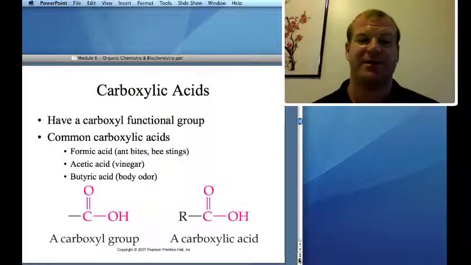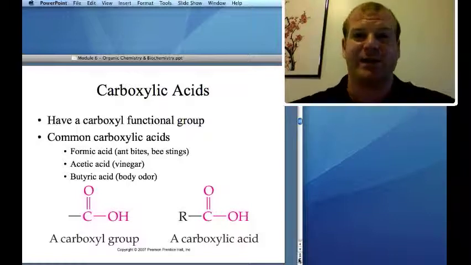Carboxylic acids, these have this carboxyl group at the end of the molecule, the functional group. And there are some common ones. Formic acid, that's in that stuff that hurts in ant bites and bee stings. Acetic acid, this has got 2 carbons. Formic acid is 1. Acetic acid has 2. Vinegar is acetic acid. Butyric acid's got 4 carbons. Rancid butter has this, as does body odor. So if you smell body odor, you're smelling butyric acid.